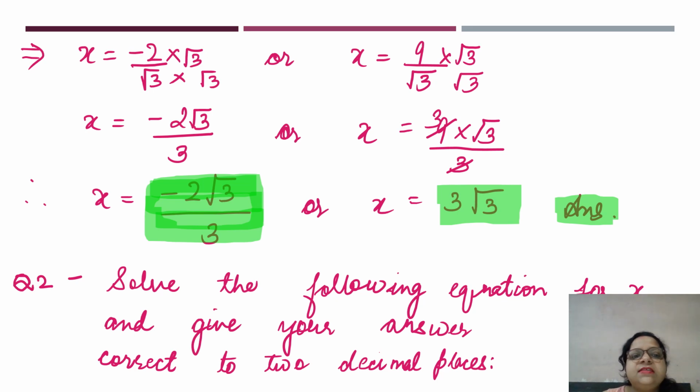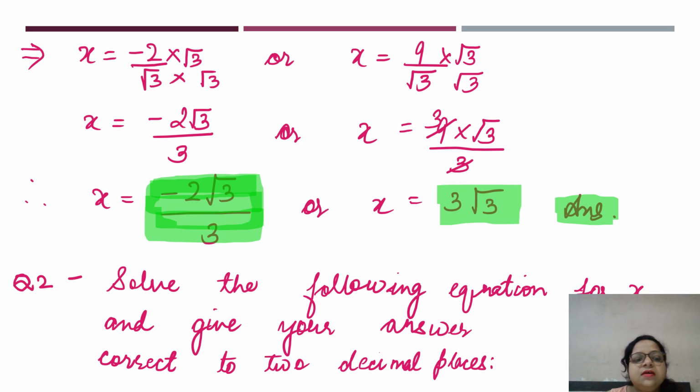Okay, so x is equal to minus 2 by root 3 into root 3 upon root 3, or x is equal to 9 by root 3 into root 3 upon root 3. That is x is equal to minus 2 root 3 by 3, or x is equal to 9 root 3 upon 3, that is 9 will get cancelled by 3, that will be 3 root 3. That is the answer. That is x is equal to minus 2 root 3 upon 3, or x is equal to 3 root 3. Okay.